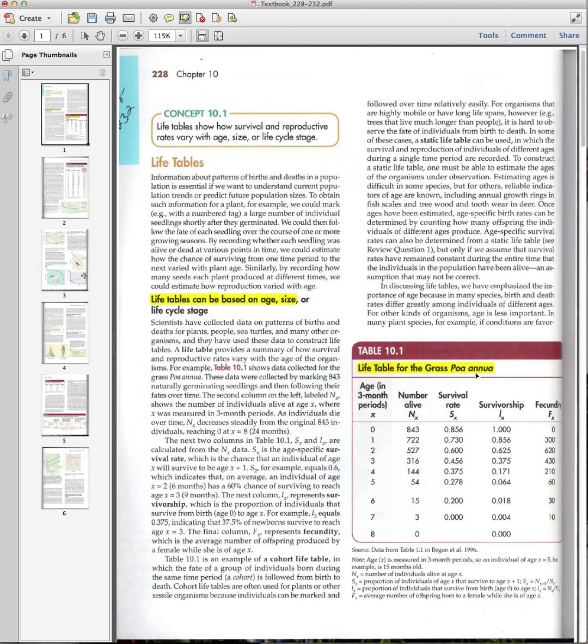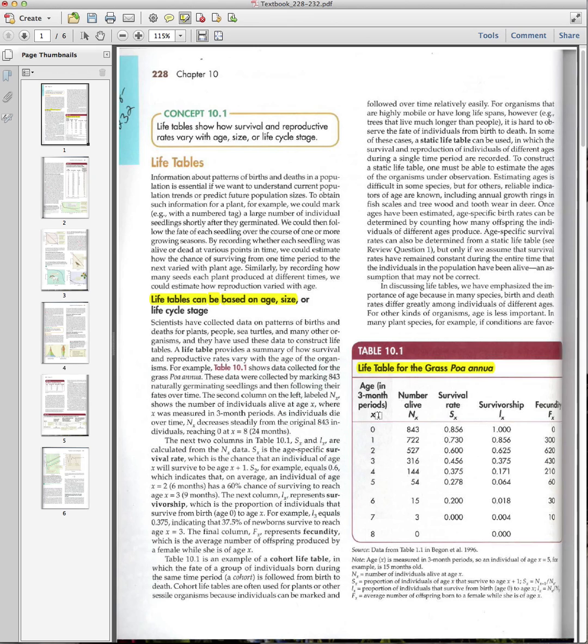When you're reading this, I want you to think about which of these columns, right, here's one column, 2, 3, survivorship, fecundity, which of these columns come from data that you measure for the population in the field? Which of these columns are calculated then from other information that you collected, right? So which is coming from raw data and which is a calculation based off of that data?